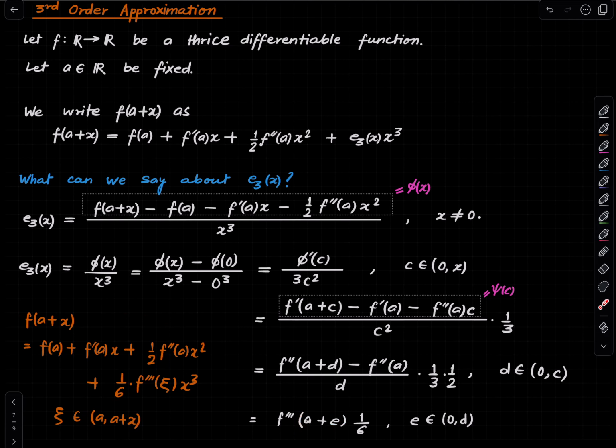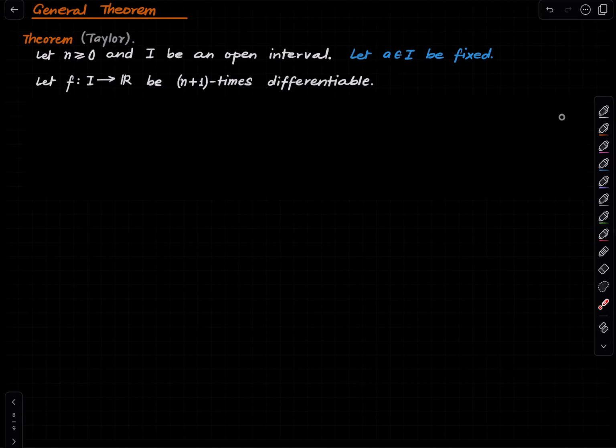And Taylor's theorem just generalizes this to nth order approximations. The general theorem is the following. We have some non-negative integer n, I is some open interval. You can relax this also. You may not necessarily have an open interval, but let me just state it for open intervals. Fix some point A in the open interval and fix a function f on the open interval, which is n plus 1 times differentiable.